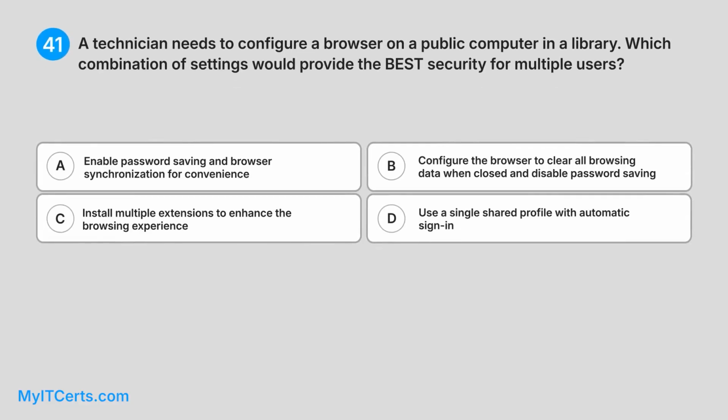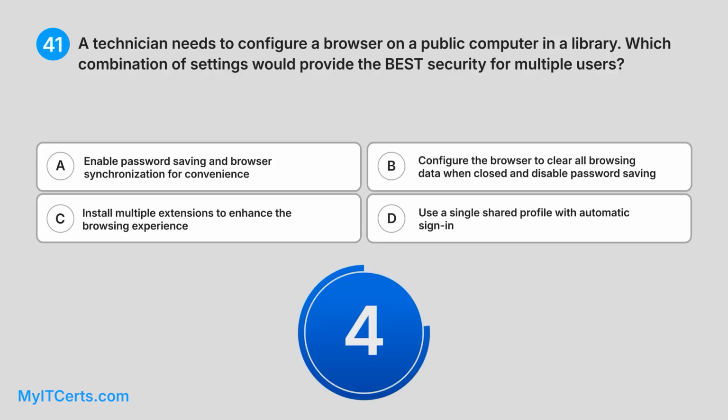41. A technician needs to configure a browser on a public computer in a library. Which combination of settings would provide the best security for multiple users? A. Enable password saving and browser synchronization for convenience. B. Configure the browser to clear all browsing data when closed and disable password saving. C. Install multiple extensions to enhance the browsing experience. D. Use a single shared profile with automatic sign-in.